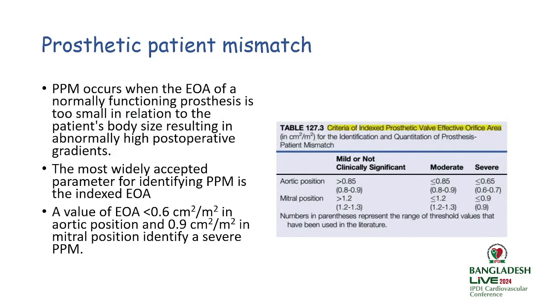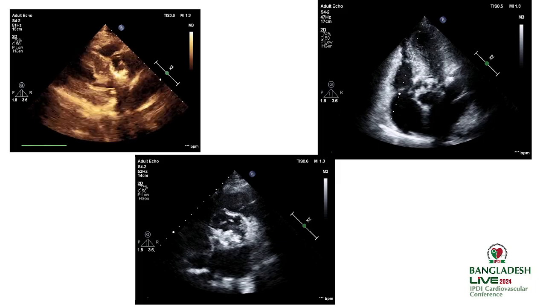And what is prosthesis-patient mismatch? It is very important when the effective orifice area of a normally functioning prosthesis is too small in relation to the patient's body size, resulting in abnormally high postoperative gradient. For that reason, we always index the effective orifice area to body surface area. If the effective orifice area is less than 0.6 square centimeters per square meter in aortic position and less than 0.9 in mitral position, it identifies severe prosthesis-patient mismatch.